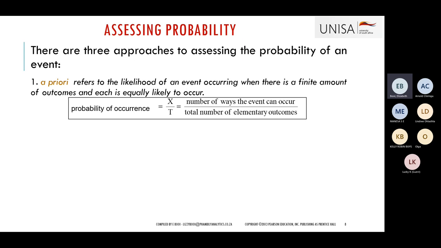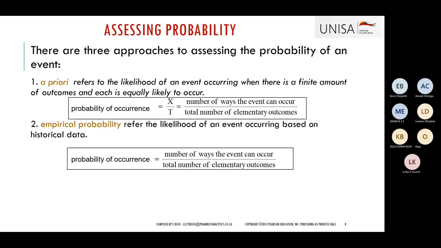So this is the most commonly used probability calculation, where you calculate the probability of an occurrence by using the number satisfying that event divided by the grand total, which will be your T or your N, the sample size. Then we also have the empirical probability, and this one is the likelihood of an event occurring based on historical data.